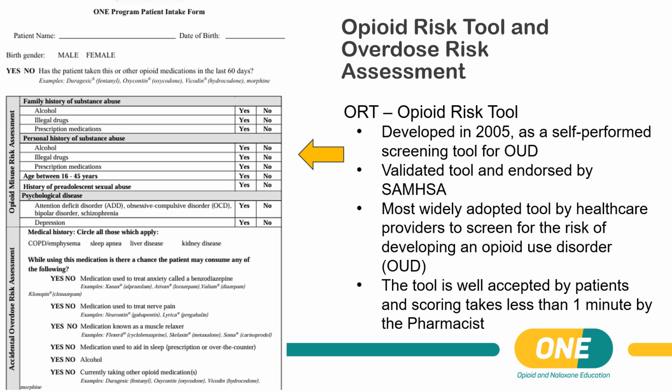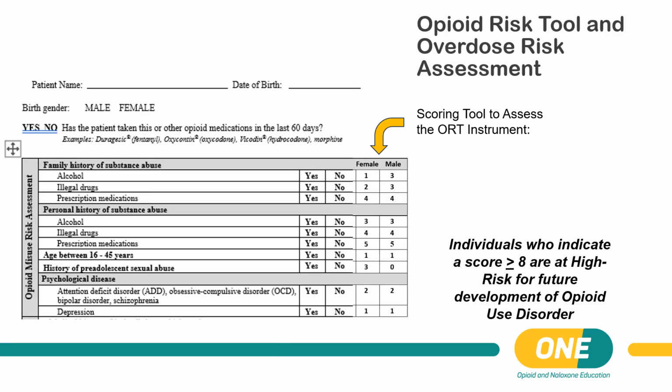ORT was developed in 2005 and is intended to be completed by the patient themselves while at the pharmacy. This tool is the most widely adopted opioid use disorder screening tool in the United States by healthcare professionals. It is endorsed by SAMHSA, the Substance Abuse and Mental Health Services Administration, and the tool has been validated in both male and female patients using opioid medications for pain management.